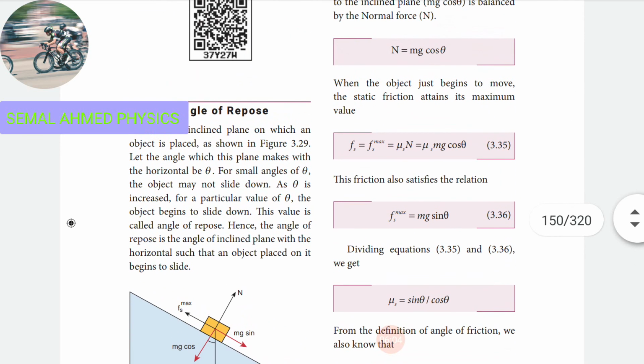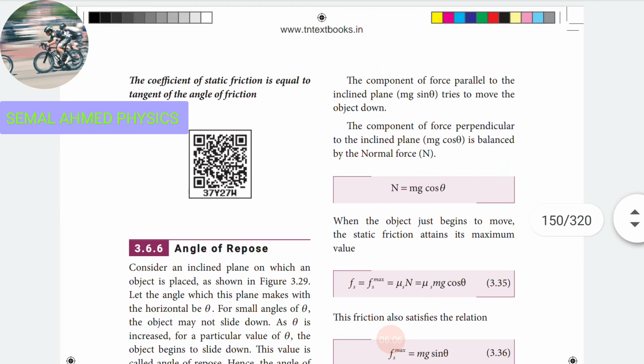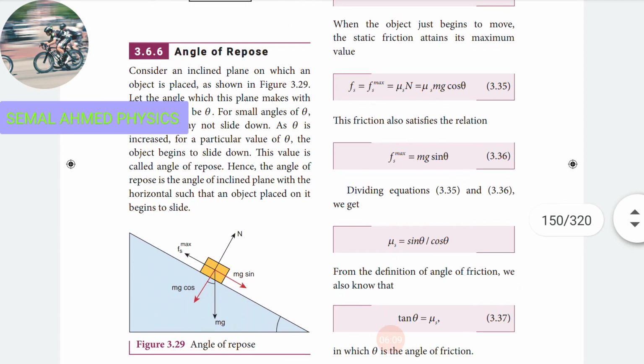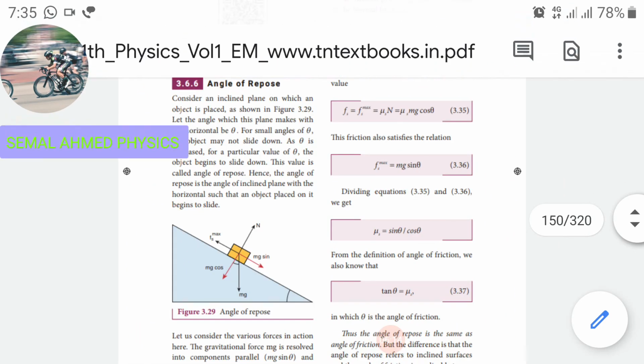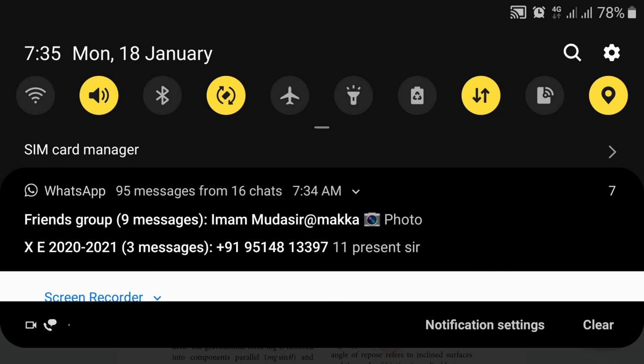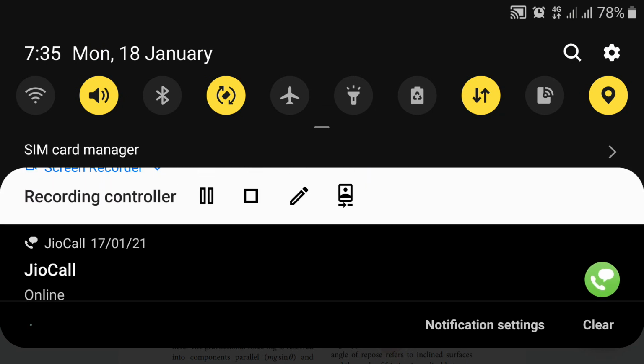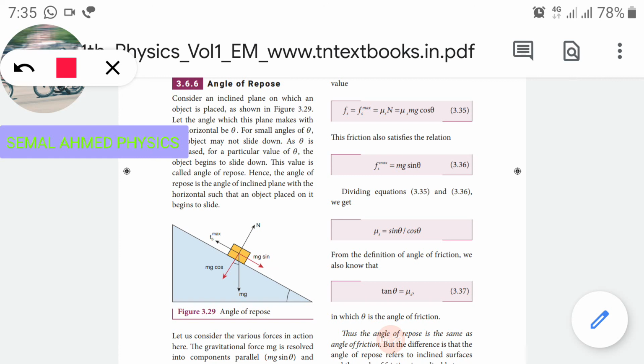Now come to the relation here. From the first relation, N is equal to mg cos theta. So similarly you can see mg cos theta coming from the components. Fs is equal to mu s N, as we discussed earlier. So substituting N as mg cos theta, Fs maximum, which is equal to mg sin theta, gives mu s mg cos theta equals mg sin theta.